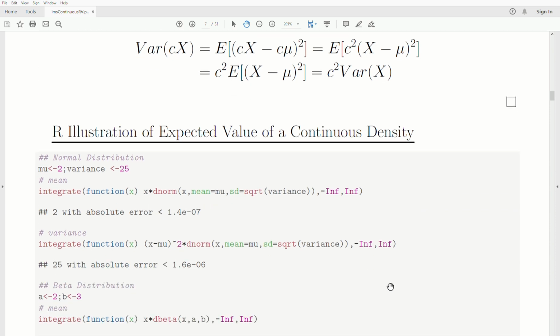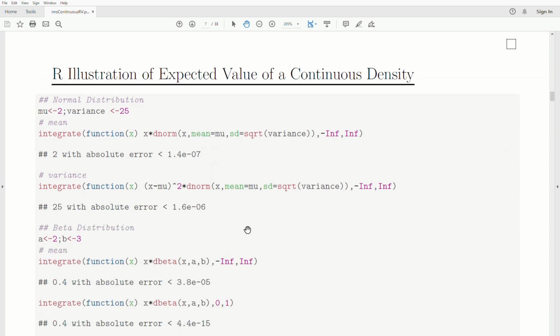Now, here's a quick R illustration. Some of the distributions that I'm going to list in here, we're going to cover in later videos. So for now, you just need to know that they're continuous distributions, or the random variables that create these are continuous. So first we'll look at a normal distribution with mean 2 and variance 25. Now, if we integrate x times that density of the normal with mean 2 and standard deviation the square root of the variance, and we integrate it over all possible values, we get 2 back.